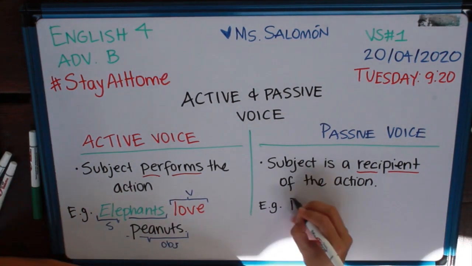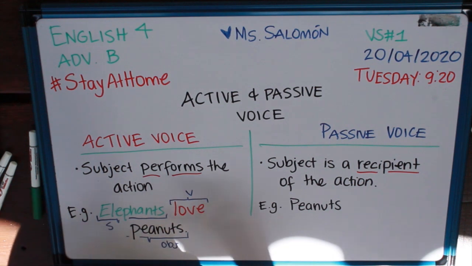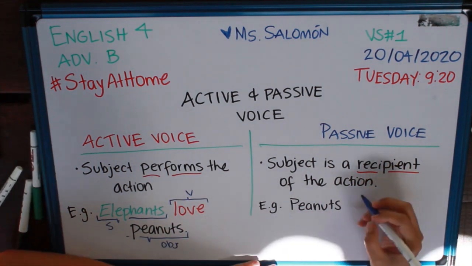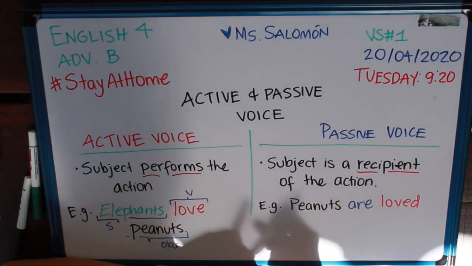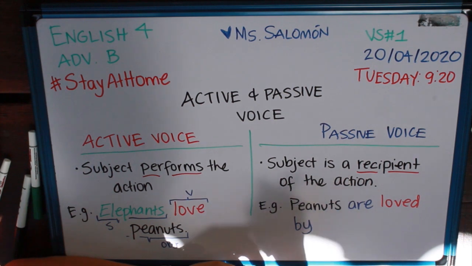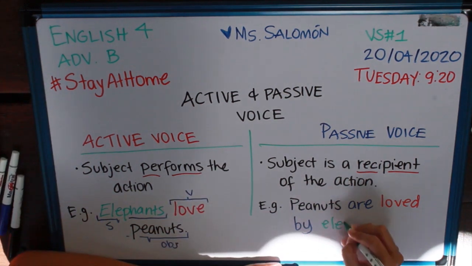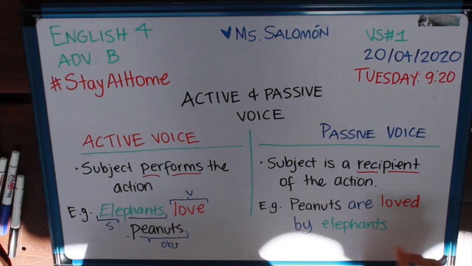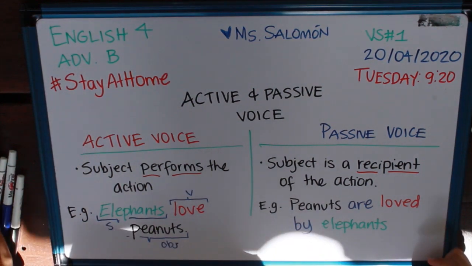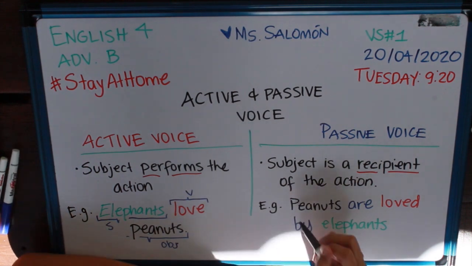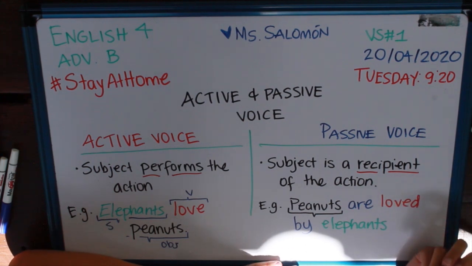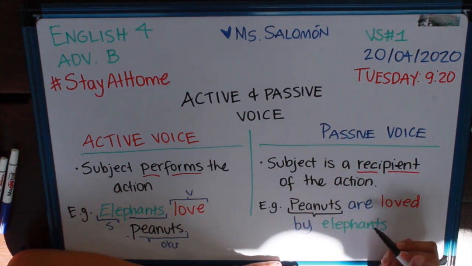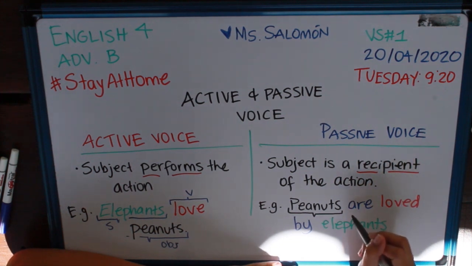So we would say peanuts, and I don't have a different color, so I would use blue. We would say peanuts are loved by elephants. Notice that we start off the sentence with the object. What is loved by the elephants? The peanuts are. Then we would add a conjugated form of the verb to be, which is are.